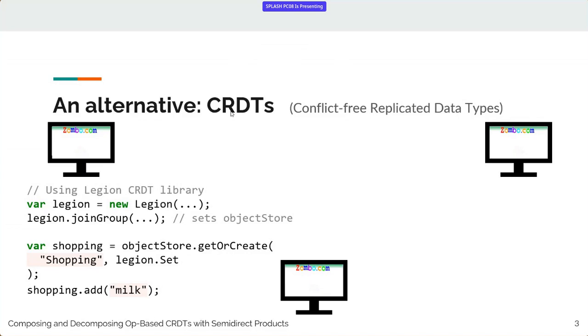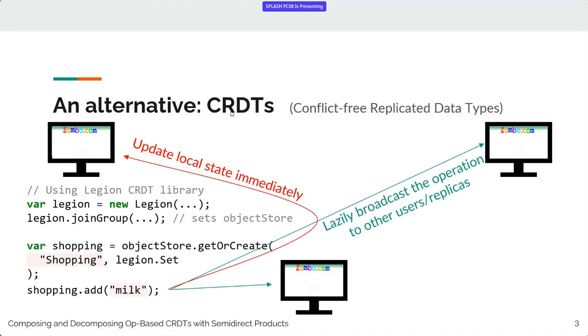When you want to manipulate it, like if one user adds milk to the shopping list, you just say shopping.add milk. Under the hood, on the original user's device, the one performing this operation, they'll update their local state immediately. So their browser will immediately show milk in the shopping list. Then lazily, in the background, it'll also broadcast this change to other users. When other users get this broadcast message, they'll update their own state to show milk in the shopping list.